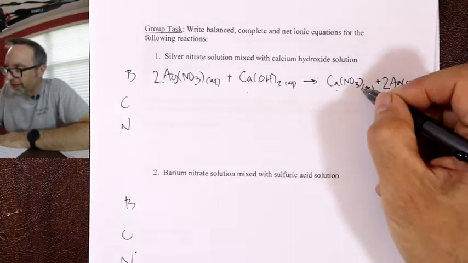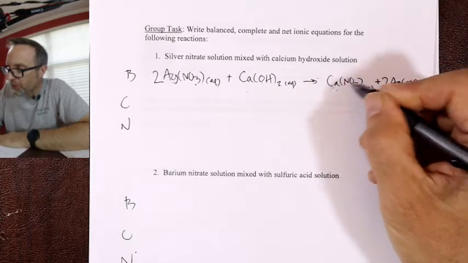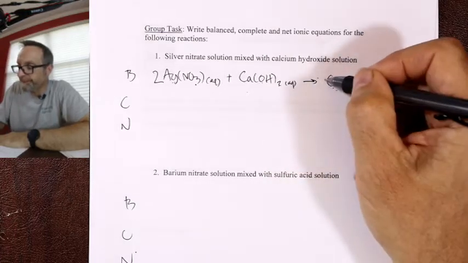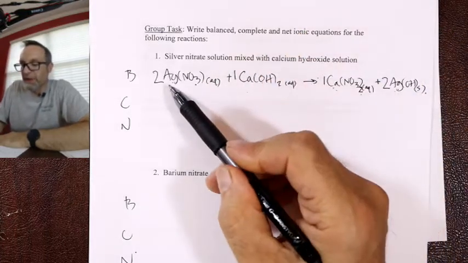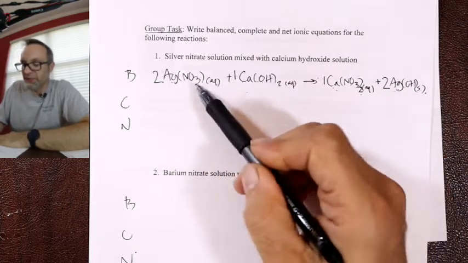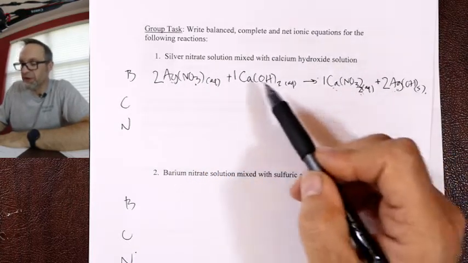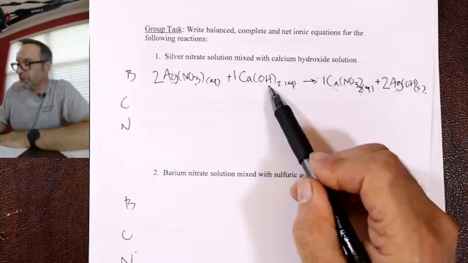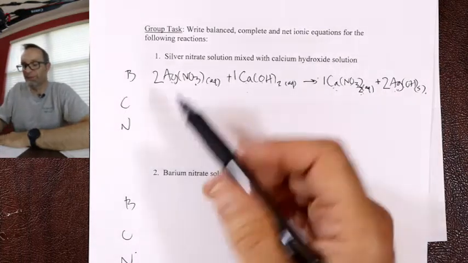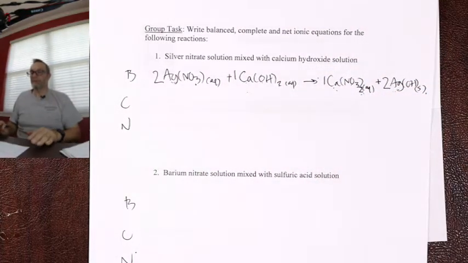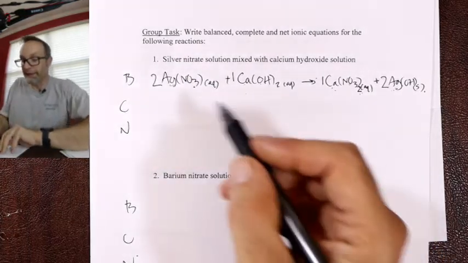Oh, careful, see what I did there? +2, -1, need two of them. Okay, there we go. Let's just recap. Two Ag, two nitrates, one calcium, two hydroxides. All right, there it is. So that's my balanced, complete equation. I've got to split these up.